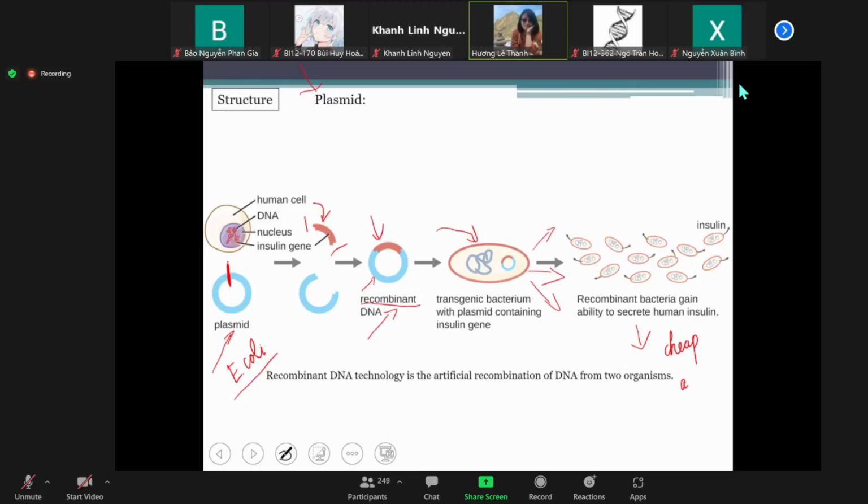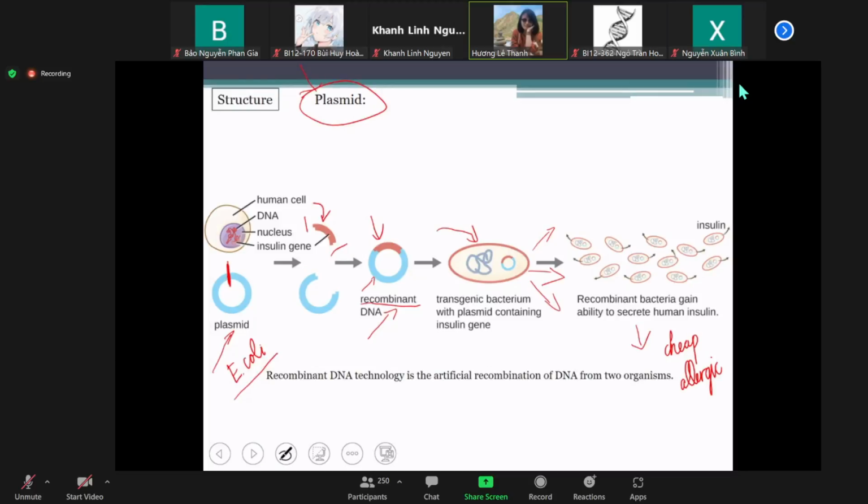So we can help more patients, especially in developing countries like Vietnam. You know, insulin was quite expensive before, but now it's cheap and acceptable for patients. So it's quite important to mankind. Also, it's not only important to the bacteria.